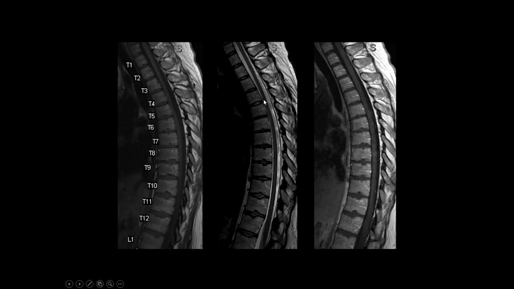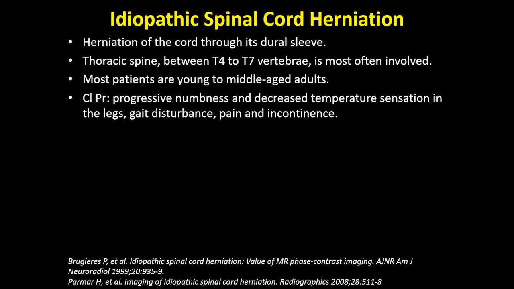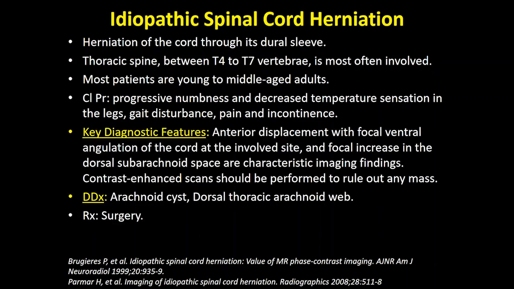which has to be distinguished from this particular lesion, where again there is some ventral angulation of the cord seen at the T5 level. I do not really see a membrane along the margins of this lesion. No enhancement is seen. This is a case of idiopathic cord herniation, which occurs because of herniation of the cord through its dural sleeve, seen in the mid-thoracic region. Subtle ventral angulation of the cord occurs at the involved site.